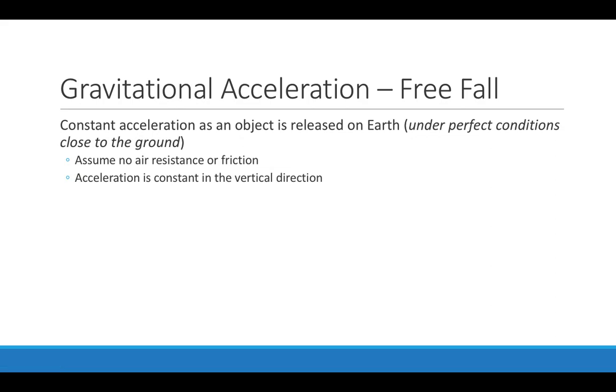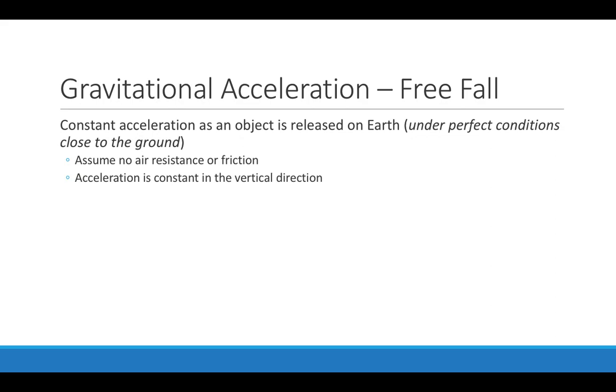One example of constant acceleration is the acceleration due to gravity. Basically, if we take an object like a tennis ball and we hold it above the surface of the earth and we let it go, it will accelerate downward with a constant value. And we say that the object is in free fall when it's under the influence of gravity.